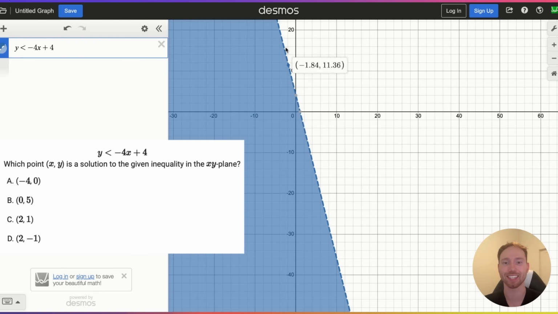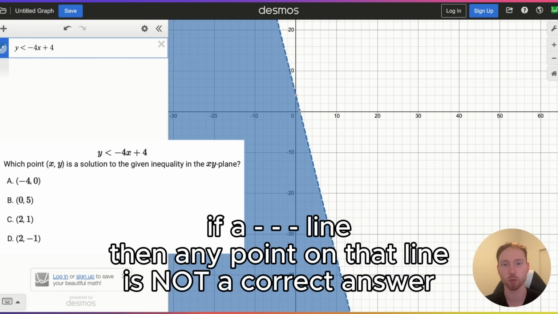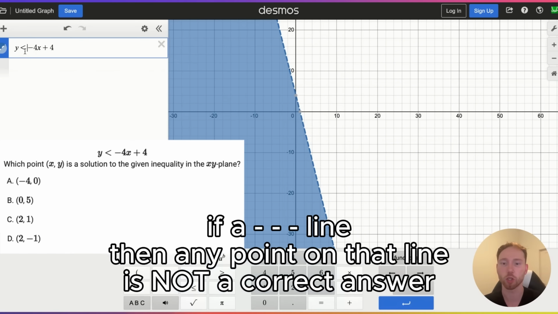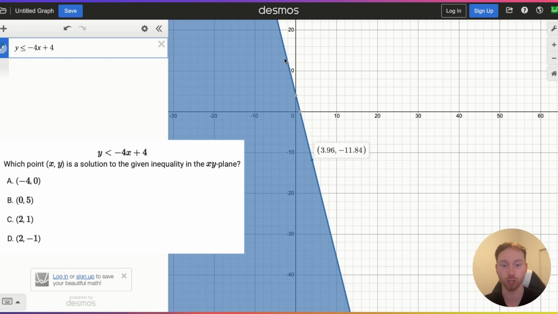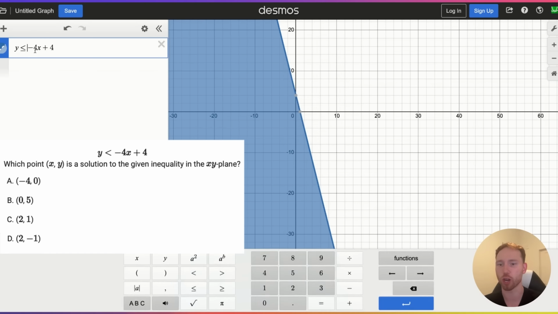So whenever you see a dotted line for an inequality on Desmos, know that any point that is on the line cannot be a correct answer. Let me show you what it looks like when it's less than or equal to. You can see it's a bold line, meaning that these are now solutions that do satisfy the inequality. But let's go ahead and try the problem out.